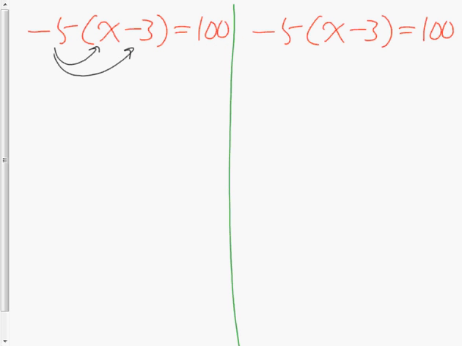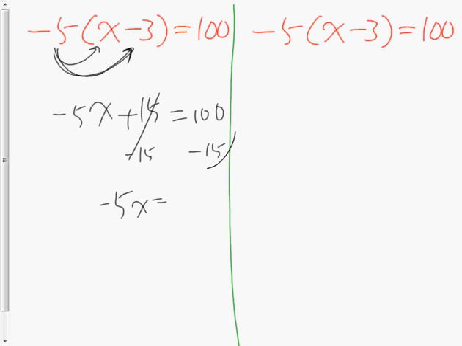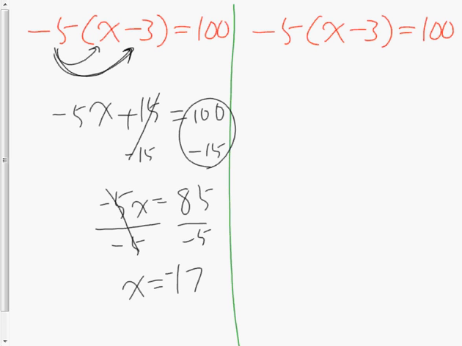So negative 5 times x is negative 5x. And a negative 5 times a negative 3 is a positive 15. So that positive really acts as my operation sign of negative 5x plus 15 equals 100. I now have a 2-step algebraic equation. Subtract to get rid of my constant. The sum of these two is a positive 85. And then I'm simply going to divide by my coefficient to get x equals a negative 17.